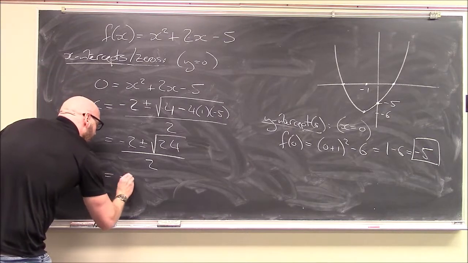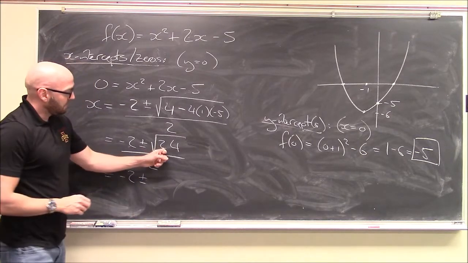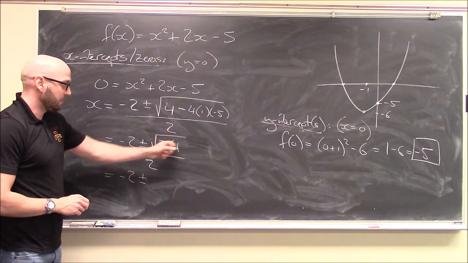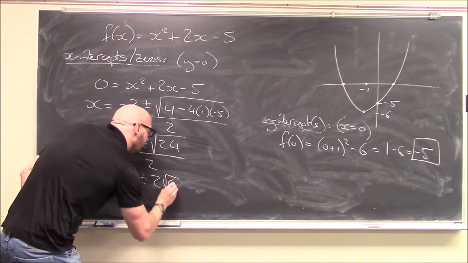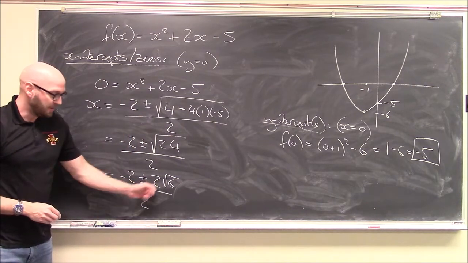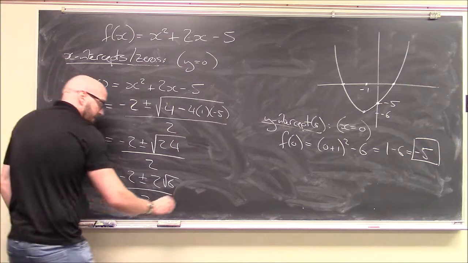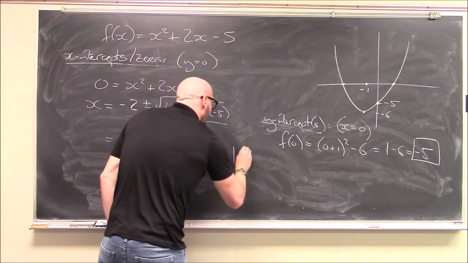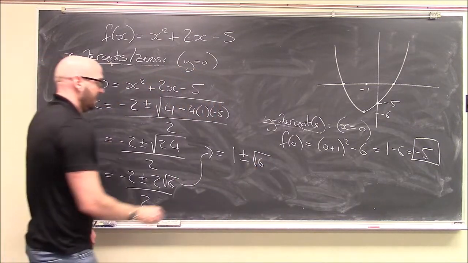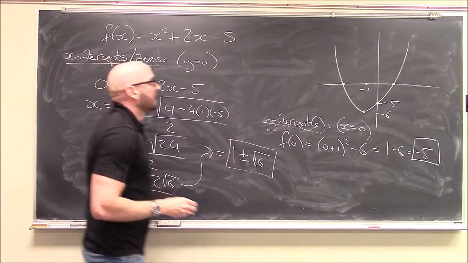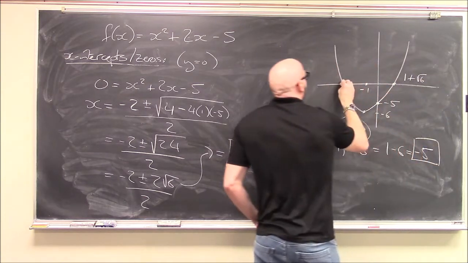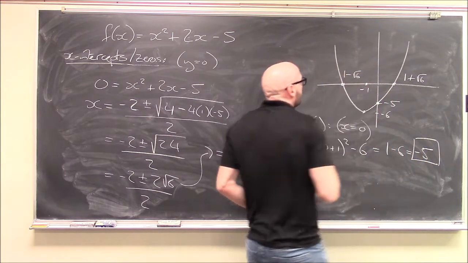You'll notice I can clean this up. I can make this look quite a bit better. This is minus 2 plus or minus root 24. 24 is 4 times 6. So root 4 is 2 times root 6, all over 2. And then since both terms up top are multiplied by 2, and I've got a 2 down below, I can cancel these to get 1 plus or minus root 6. So those are my two x-intercepts. Obviously the one on the right here is 1 plus root 6, and then the one on the left is 1 minus root 6.